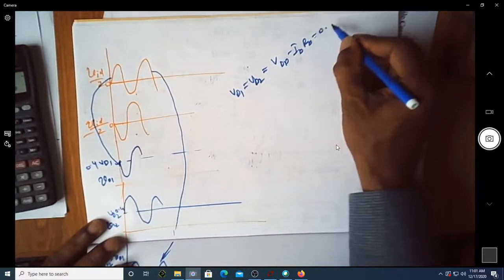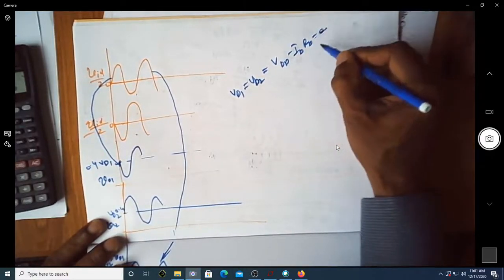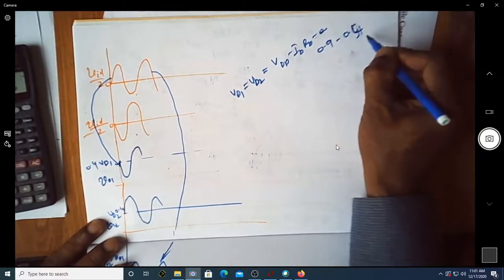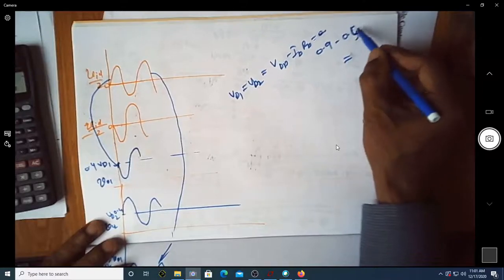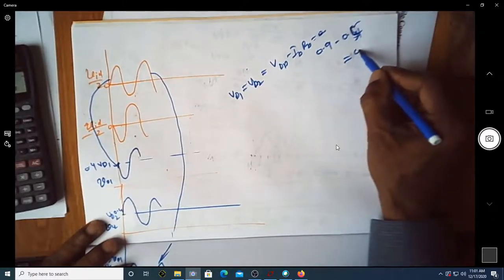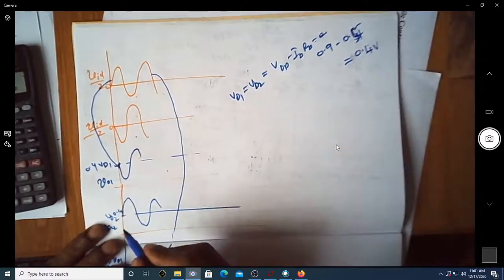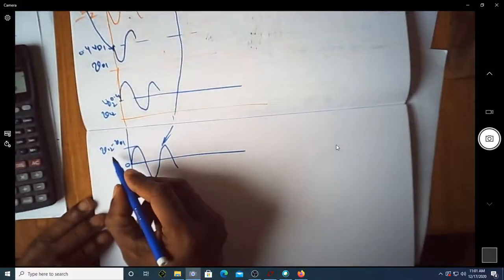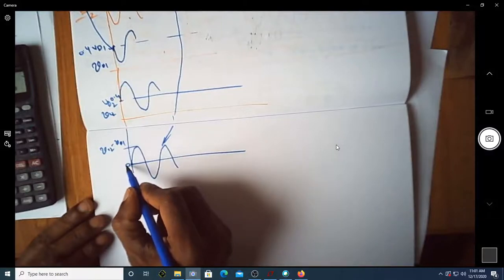So in this case it was 0.9 minus 0.5, so this was coming out to be 0.4 volt. So at 0.4 it was swinging. But interestingly, if you see the differential output voltage, it is oscillating around 0.